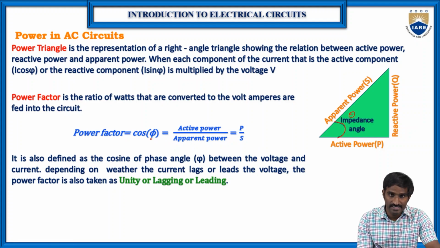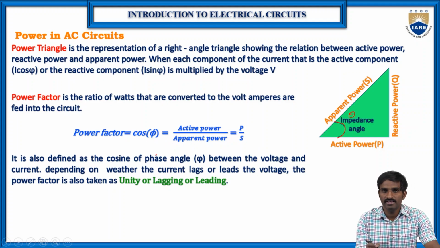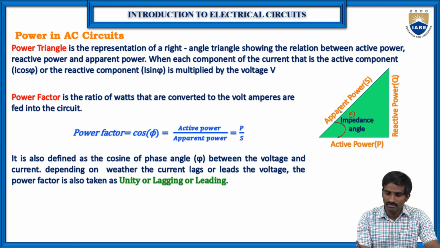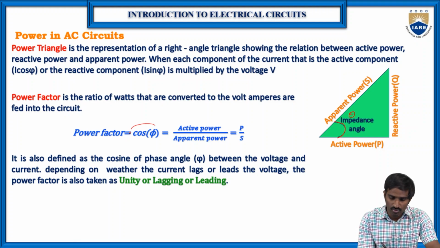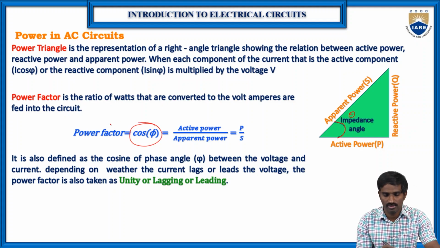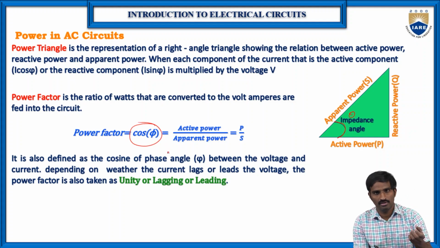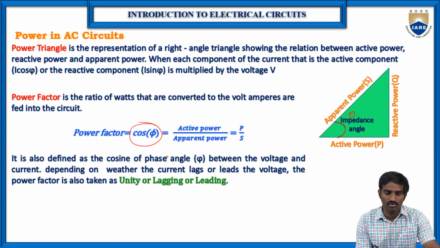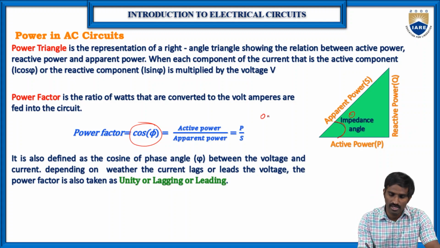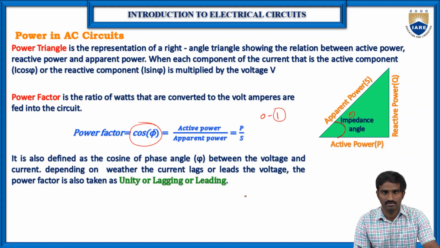So here cos theta is the power factor, not only the theta. Theta is the phase angle between the voltage and current. But the term cos theta is the power factor. Okay, don't get confused here. And the power factor is always between 0 and 1. Okay, so a good power factor is nothing but 1, the unity power factor, right?